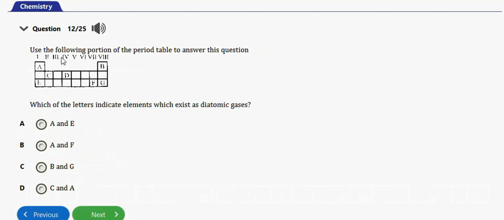It says use the following portion of the periodic table to answer this question. Which of the letters indicate elements which exist as diatomic gases? So it will be the one under group 7 and group 1 hydrogen. So we have it to be A and F. Okay, A is under group 1 hydrogen and F is under group 7. This could be chlorine. Okay, so that's it for this question, option B. The next question will be this one.